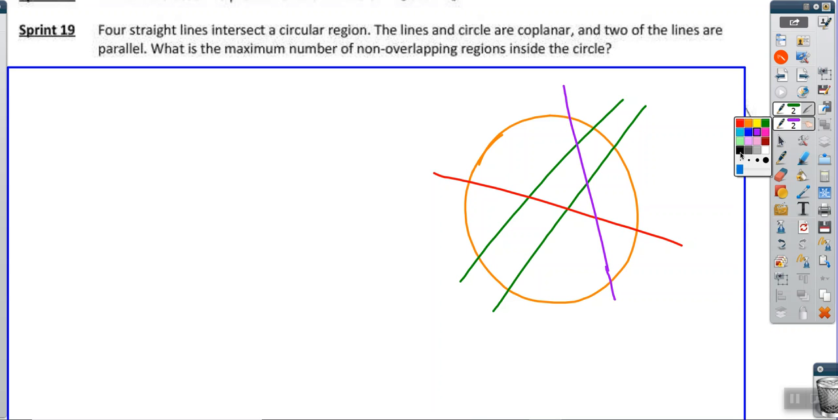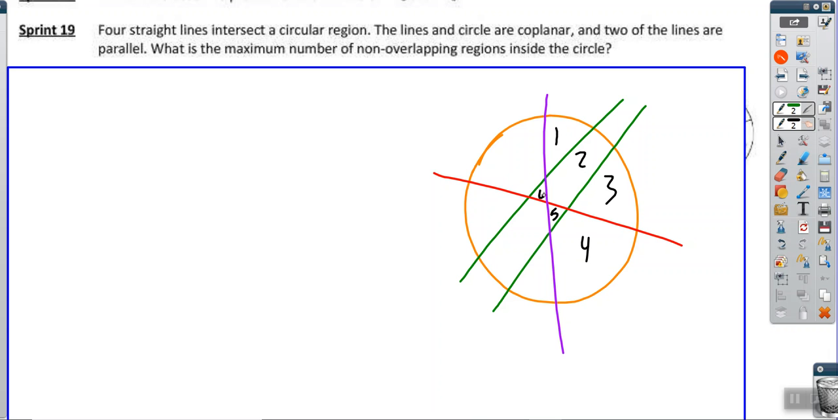So let's see how many regions that gives me. I have 1, 2, 3, 4, 5, 6, 7, 8, 9. That gives me 10 total regions. All right. Or I could try to have them intersect inside the parallel lines. Let's see what happens with that. So I'm going to do a little undoing here. All right. So let's say my last line goes through here. Let's see how many sections we get here. So we have 1, 2, 3, 4, 5, 6, 7, 8, 9, 10.